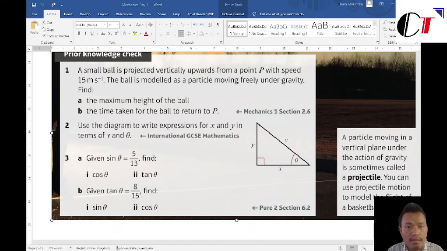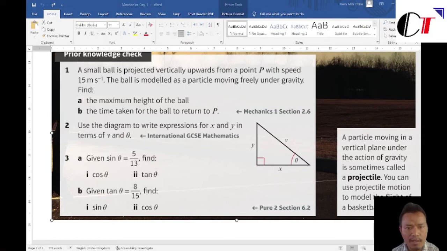All right, now let's just look at a numeric example. So you can see one of the problems in the prior knowledge check for chapter 1 in the textbook on Further Mechanics 2, the one that we are using. So if you look at this problem, a small ball is projected vertically upwards from a point P with speed 15 meters per second, and of course you know it's just freely thrown against the gravity. The motion is vertically upwards. The initial speed is 15 meters per second. And the ball is modeled as a particle moving freely under gravity. So freely means the air resistance can be neglected.